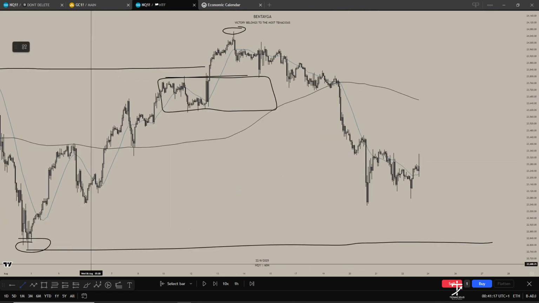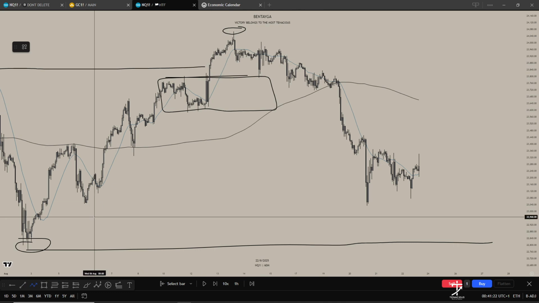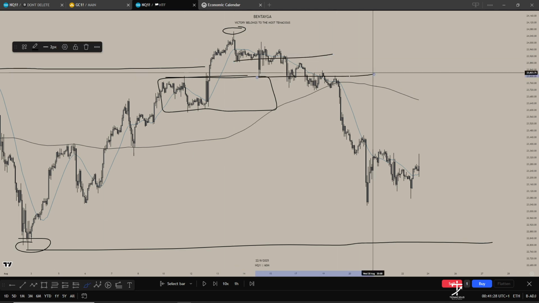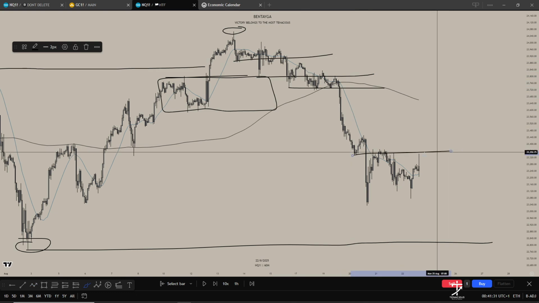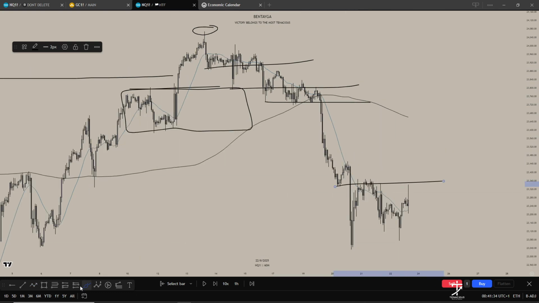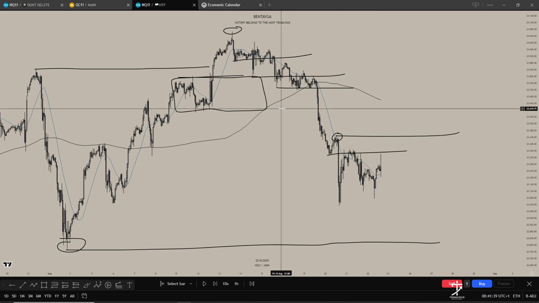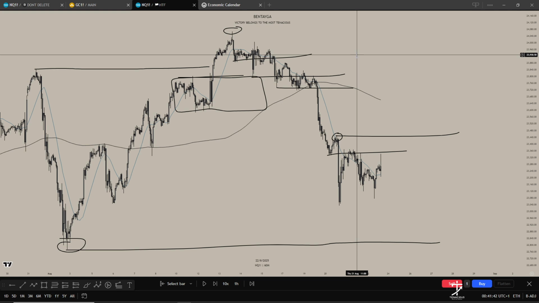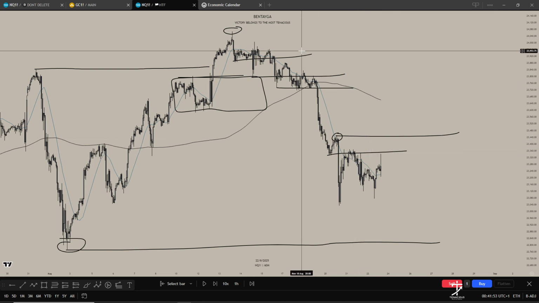So if we're looking at things from a structural point of view, then we can see that we took out these lows, took out these lows, took out these lows. So now price essentially needs to take out this high, and then we can start potentially looking for longs. However, the SMA, as you guys can already see, we are below the 200. So if we're looking for a trade, we need to be above both of them, or at least the 200, before we can even get in.